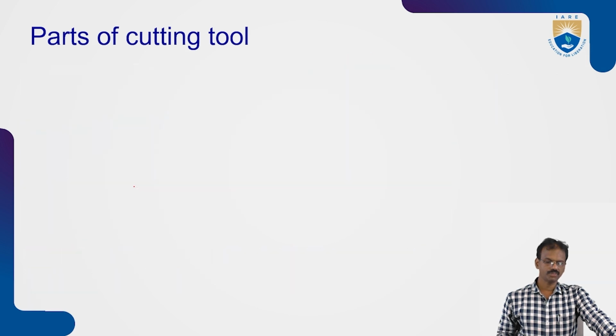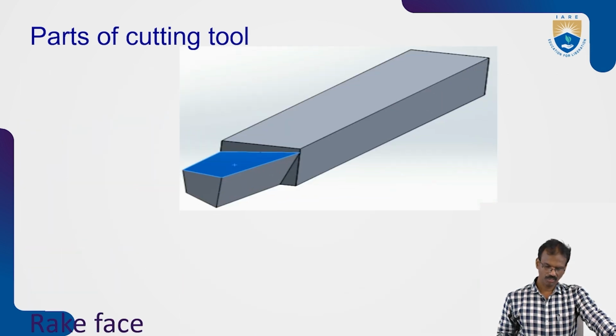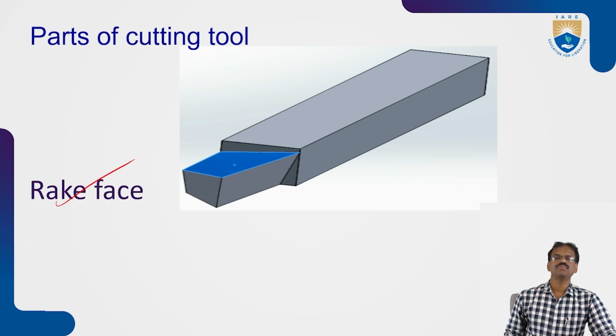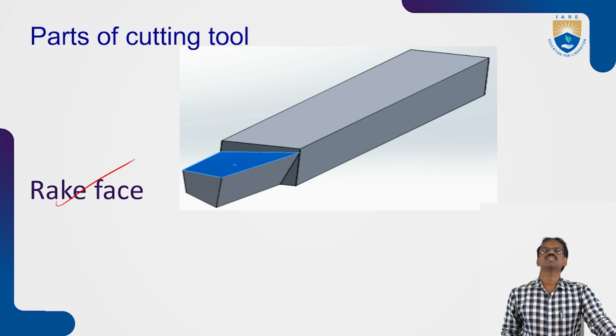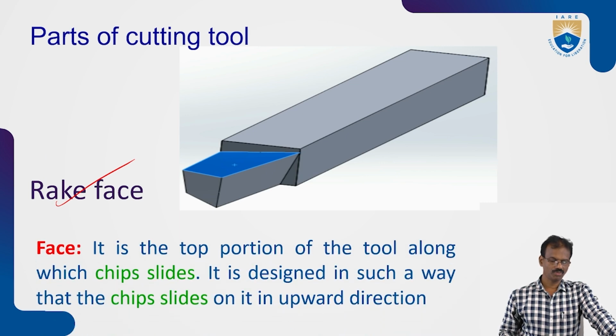Now we'll see the face. What type of face? Rake face. This is very important. On this face, the chips move continuously, or the chips are removed during machining. So by the support of this rake face, we'll see what the importance of this one is.